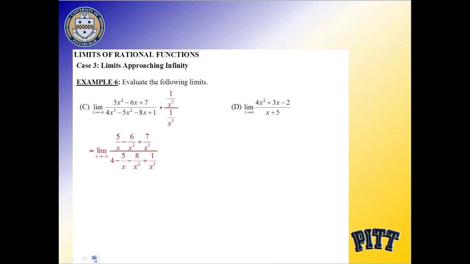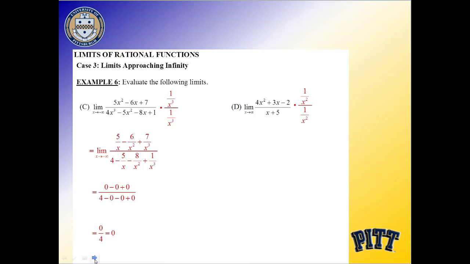Because here, as x approaches negative infinity, now, again, it doesn't matter if x is positive or negative. I mean, as I approach an infinitely big number or an infinitely negative number, anything over x here is going to go to 0. So I get 0 minus 0 plus 0 on top. I have 4 minus 0 plus 0 on bottom, which gives me 0 over 4, which is 0.